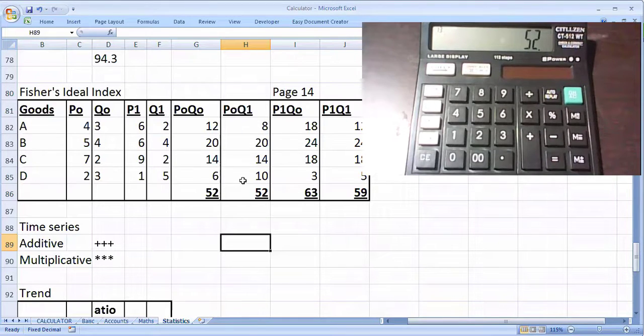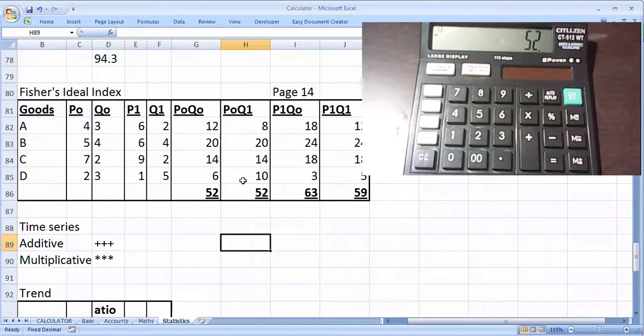Entire memory got empty now, so put one M plus. That is, 52 is there now. Okay, leave it like that. Now calculate the P0 Q1. 4 into 2 equals to. Because the 52 value is already in memory, we should not disturb it. 5 into 4, put equals to. 7 into 2, put equals to. 2 into 5, put equals to.